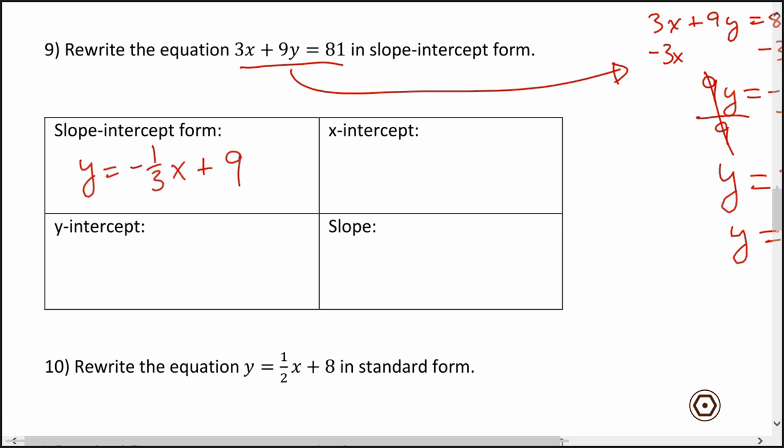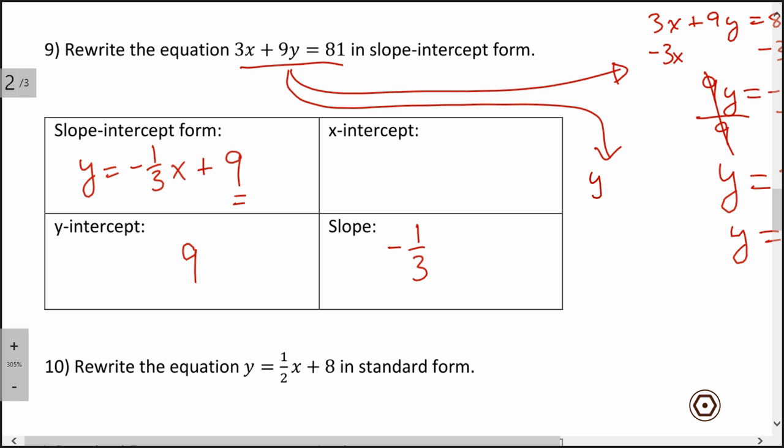Y-intercept here is 9. We can see that because we're in slope-intercept form. The slope is negative 1/3, meaning I go down 1 to the right 3, or I could go up 1 and to the left 3 units. And then the x-intercept, same thing. Whenever I'm finding an x-intercept, that's the moment that y equals 0. So if y equals 0, this becomes 3x equals 81. And if I divide both sides by 3 here, I get that x equals 27. So my x-intercept is 27. I hope you got all 4 of those right. That's question number 8 and 9.